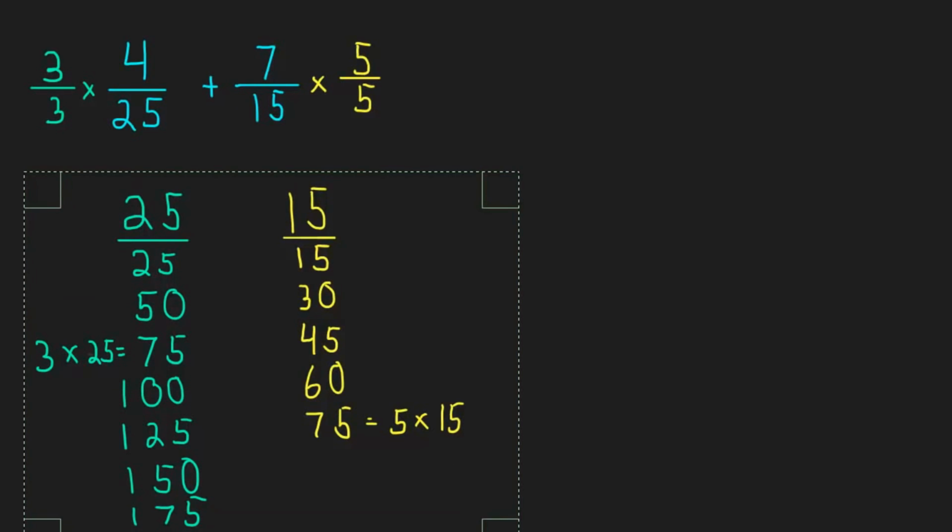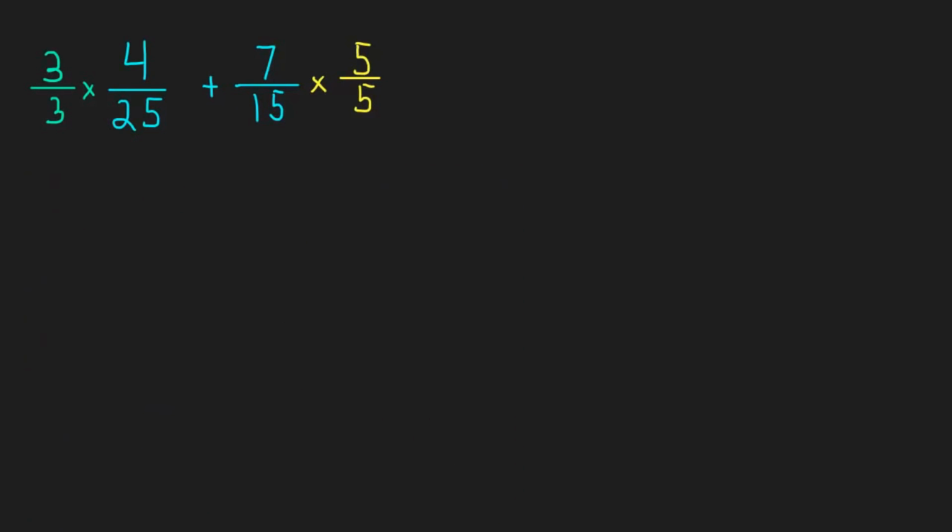Okay, let me get rid of that. And what's our result? Well, 3 times 4 is 12. 3 times 25 is 75, like we said, plus 7 times 5 is 35. And 15 times 5 is again 75, just like we said.